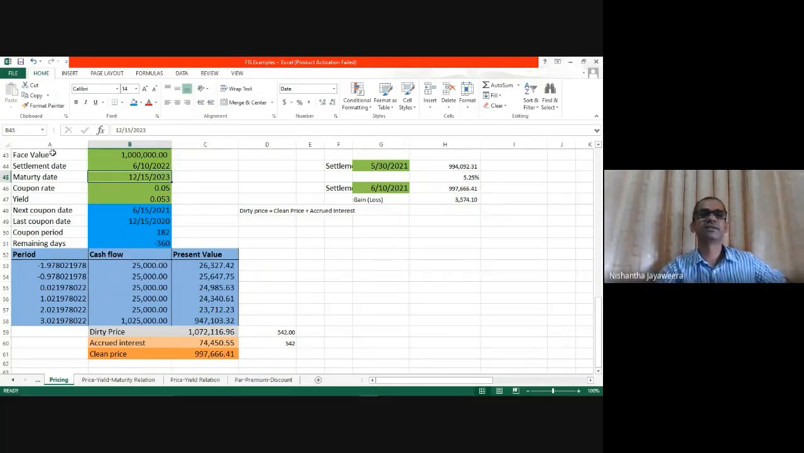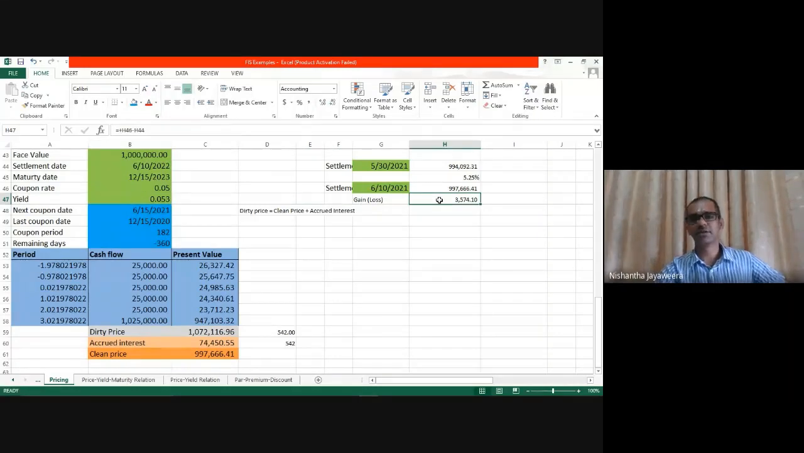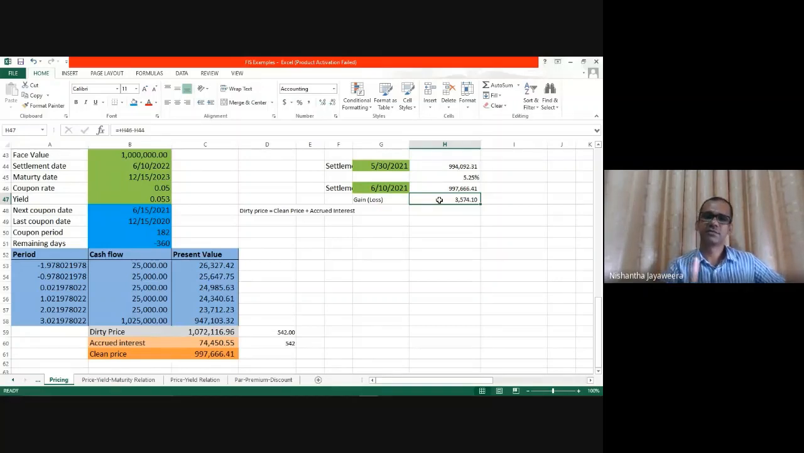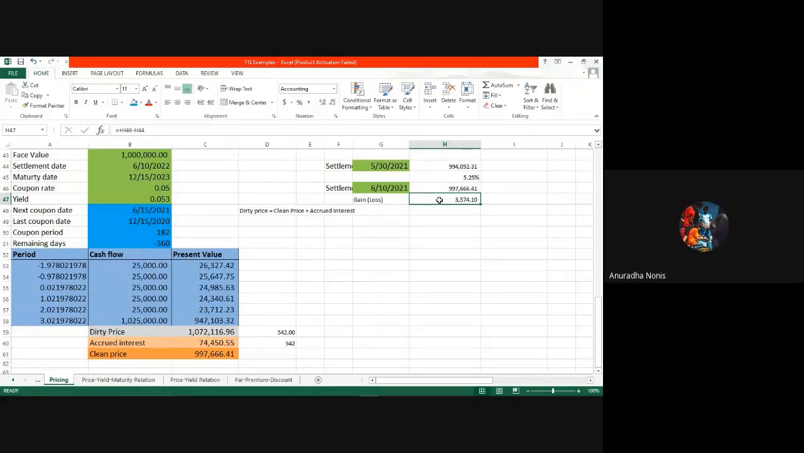Yes, settlement date 2022 June 10th. So you hold it for a 1 year period and sell it. At that time yield is 5.3. You make a capital gain. That is because there's an impact of the yield as well as time to maturity. So can you explain that again? Okay. How you gain and loss?